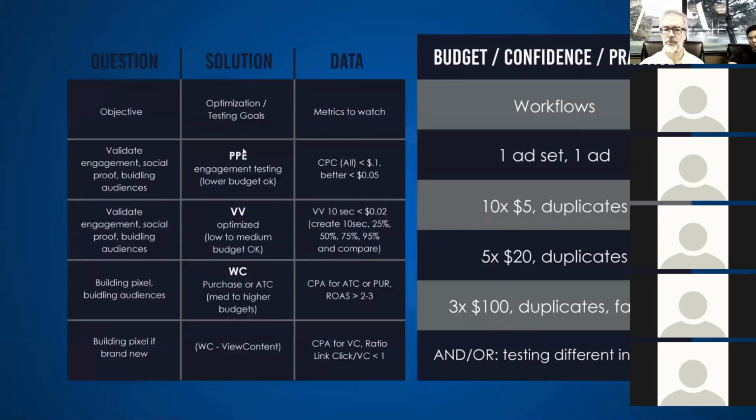And the criteria for PPE, when my objective here is validating engagement and building social proof, is that the CPC all metric should be below 10 cents. That says $0.1, right? So below 10 cents. Oh wow, below 10. It's under 10 cents. Yeah, that's CPC all. That's not CPC link click. Okay. Better yet, if the CPC all is below 5 cents, that's really strong engagement. It can happen, and on good creatives, it will happen that way.